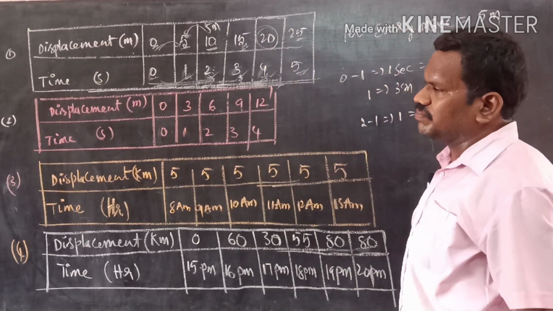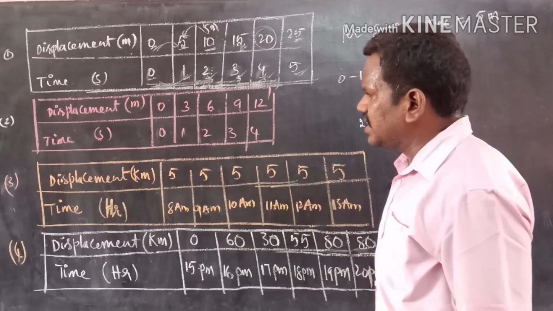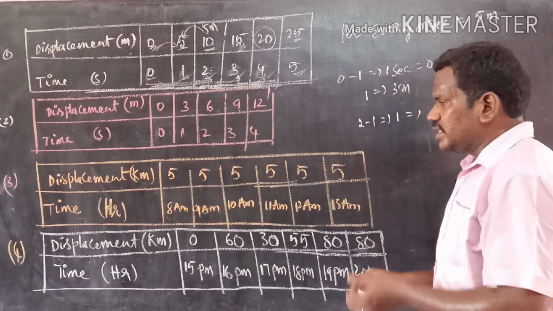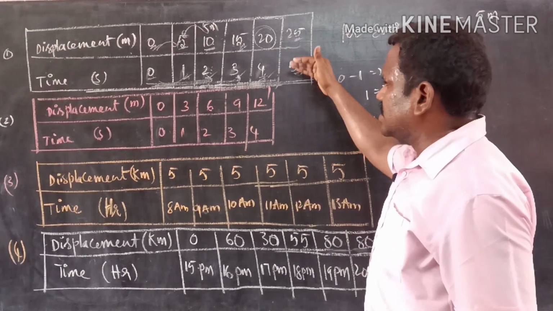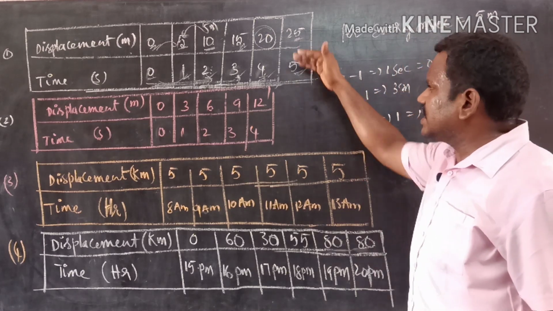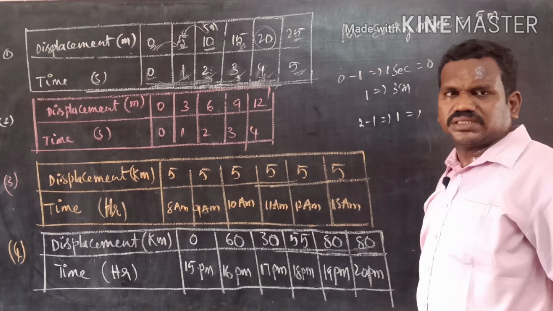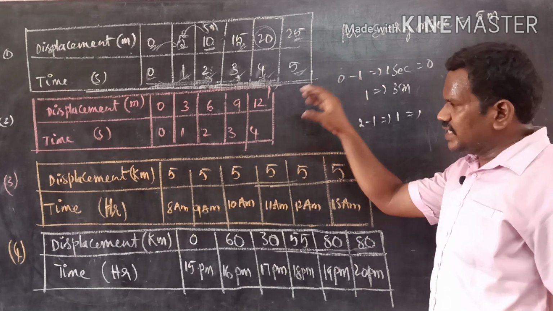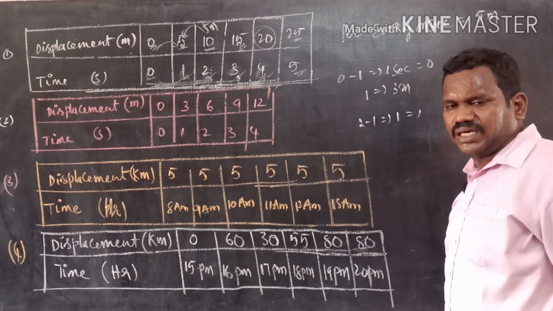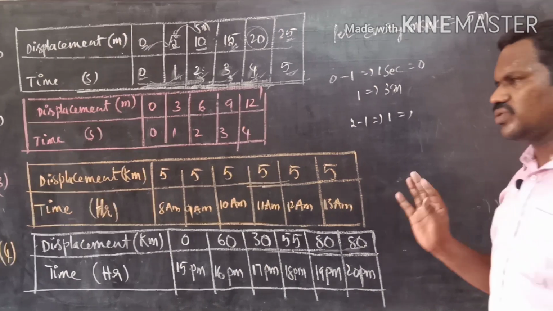In the above example it travelled a distance of 5 meters each second. Here it travelled a distance of 3 meters each second. By observing these two examples, we can understand that in equal intervals of time, the body travelled equal displacements. Now we can say the body is in uniform motion.